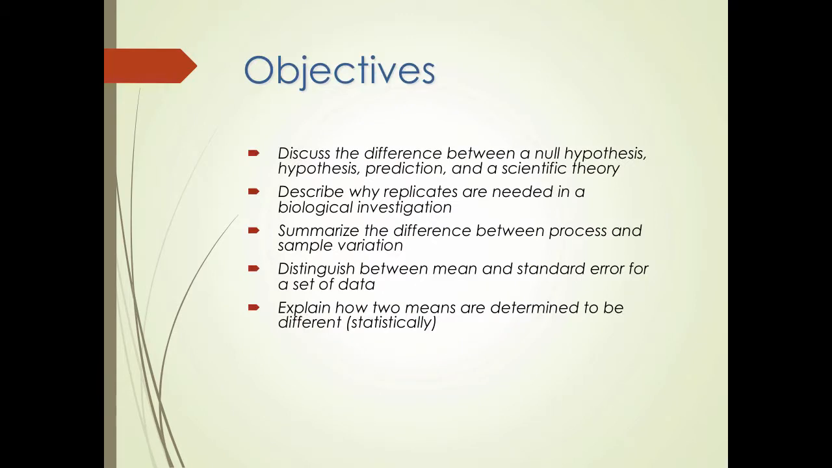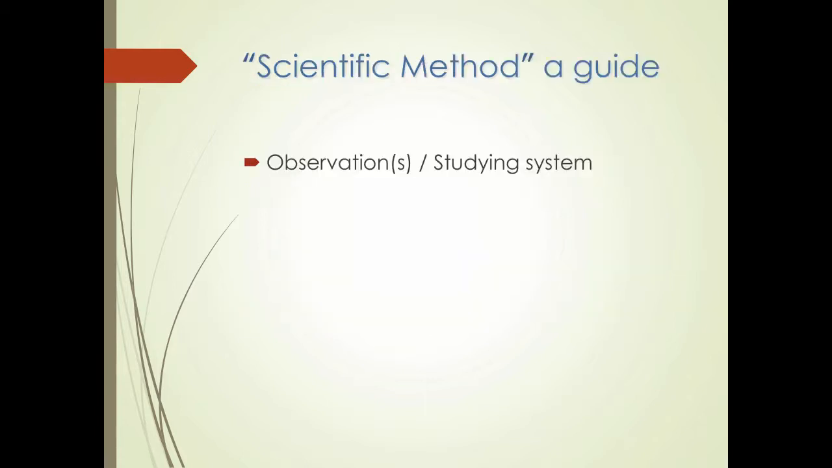Today, I'll discuss the difference between a null hypothesis, a prediction, and a scientific theory. I'll describe why replicates are needed in a biological investigation, summarize the difference between process and sample variation, distinguish between a mean and standard error of a dataset, and explain how two means are determined to be statistically different.